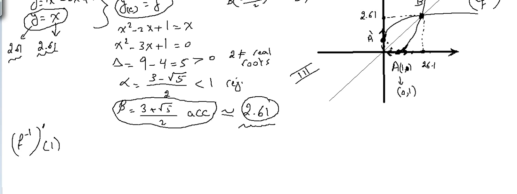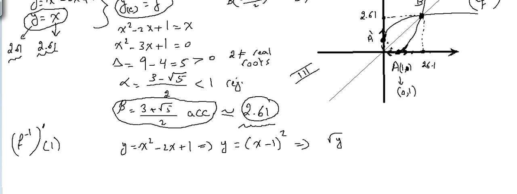Let's go and find f inverse. F of x was what? Was y equals x squared minus 2x plus 1. We did find that before, by the way. And we can say that y equals, if you remember, we did that before, (x minus 1) to the power 2. And we square root both sides, so it's plus or minus radical y equals x minus 1.